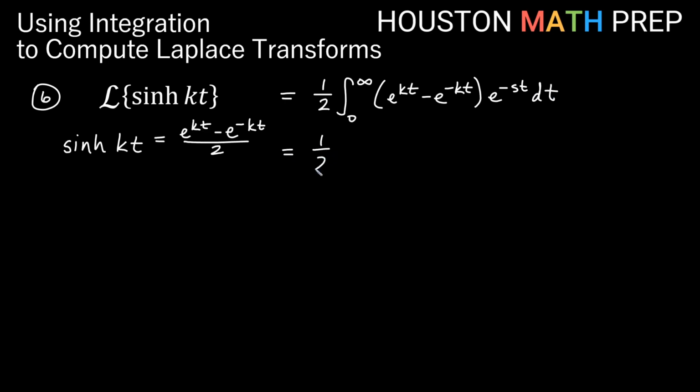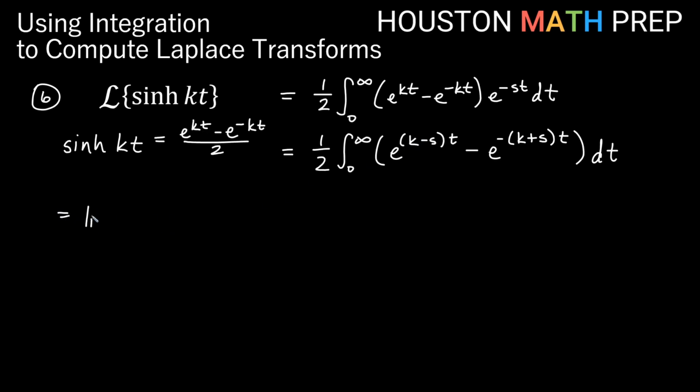So I'm going to distribute this in. We'll say 0 to infinity, and then if I add these exponents, that would be e to the k minus s t, minus, and here if I add those in, I'm going to factor the negative out front and say negative k plus s, since they'd both be negative, t dt. Now these aren't so bad, those are just exponential functions. So let's set up our limit.